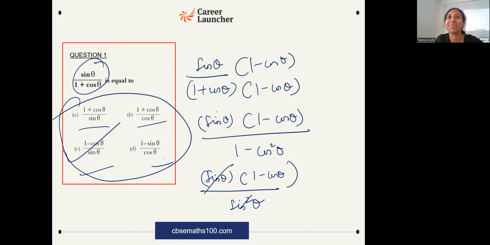This is important, this method: multiplying numerator and denominator by the conjugate. After that, use identity. Cancel out the common factor. You will get the answer. Okay. Next question.